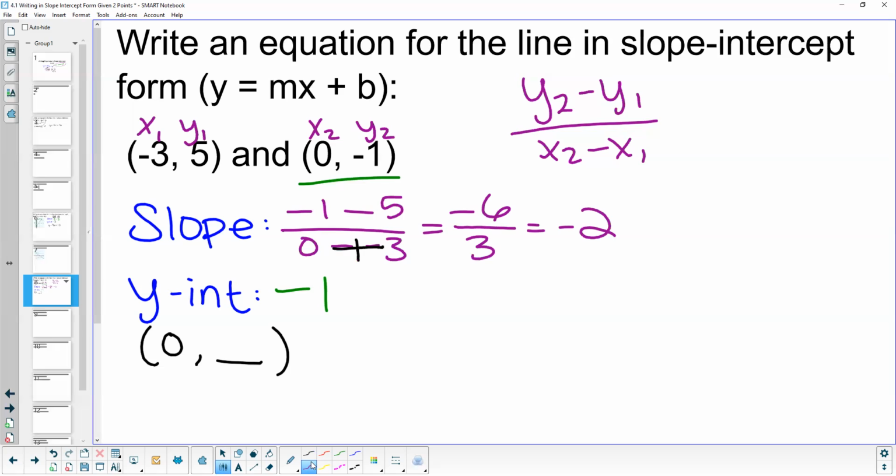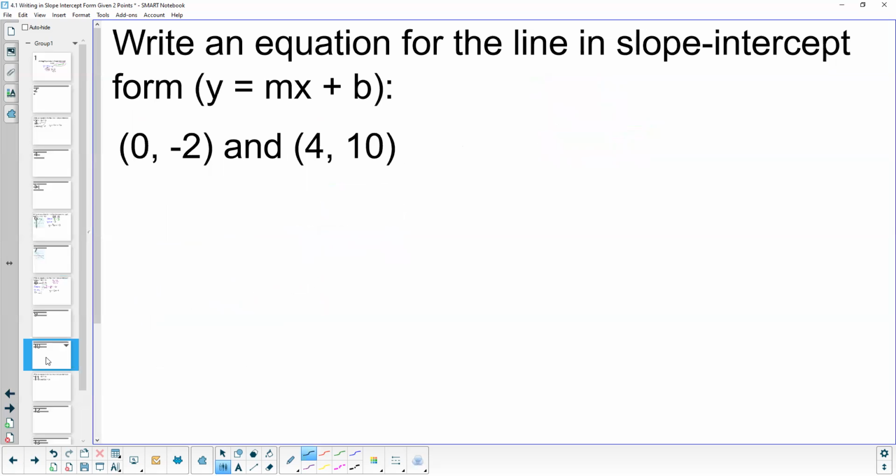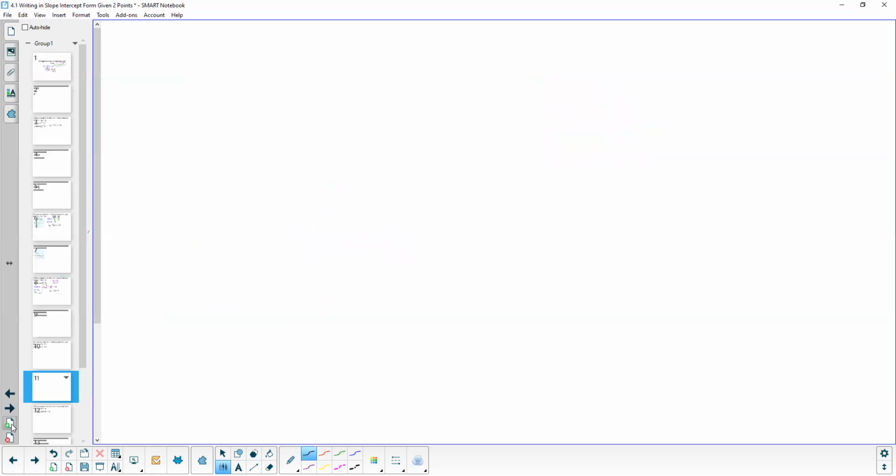So if I have my slope and my y-intercept, how can we write this? Well, we can just plug those in. So y equals -2x minus 1. Beautiful. Now this one worked out great. We talked about how one of our points is actually our y-intercept. Fantastic. Now what do we do if we end up with a problem where it's not in there?